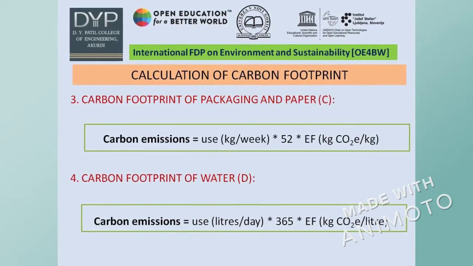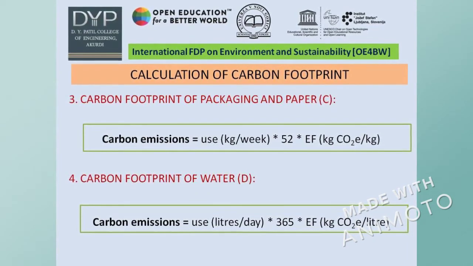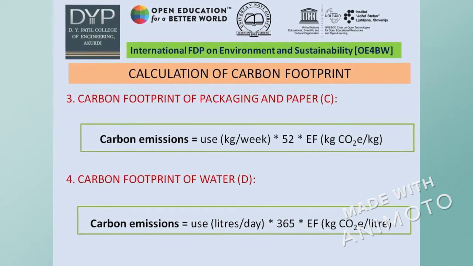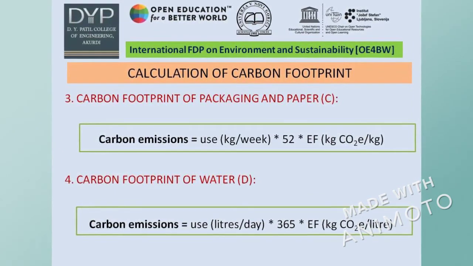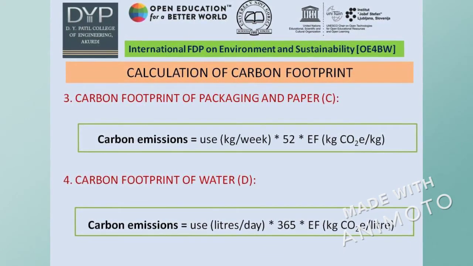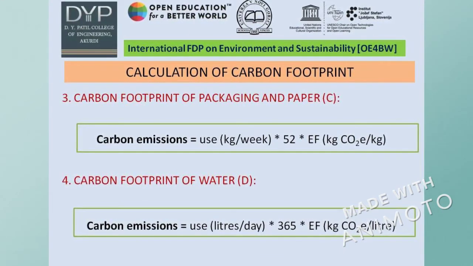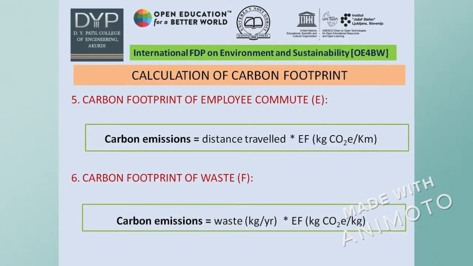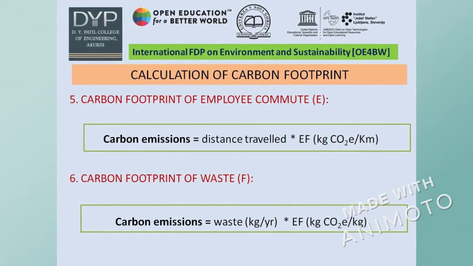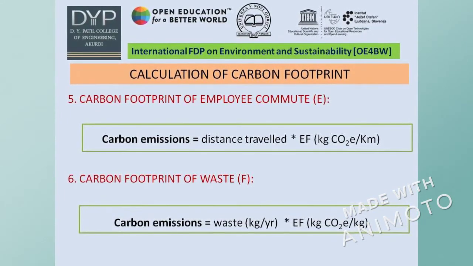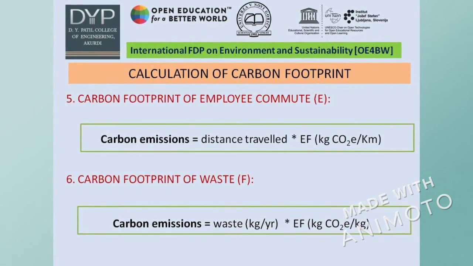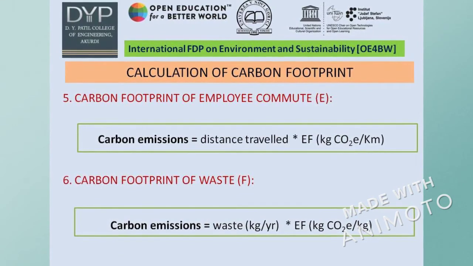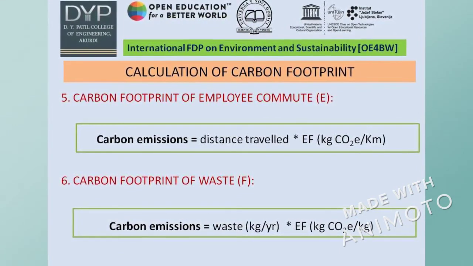Likewise, the carbon footprint of packaging and paper is denoted by C, and the formula for that is use kg per week multiplied by 52 multiplied by emission factor. Carbon footprint of water, denoted by D, is use liters per day multiplied by 365 multiplied by emission factor. Likewise, carbon footprint of employee commute is denoted by E, and emissions is equal to distance traveled multiplied by the emission factor. Carbon footprint of waste, denoted by F, is equal to waste kilogram per year multiplied by the emission factor.